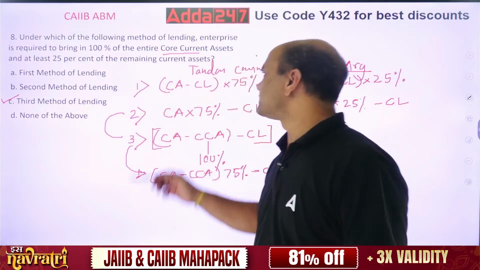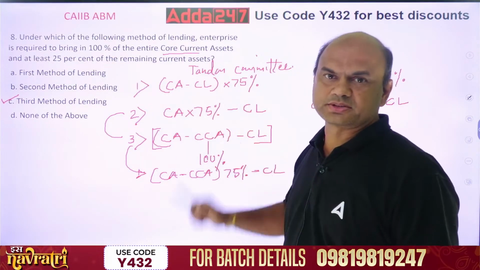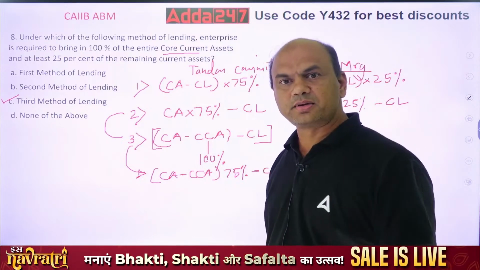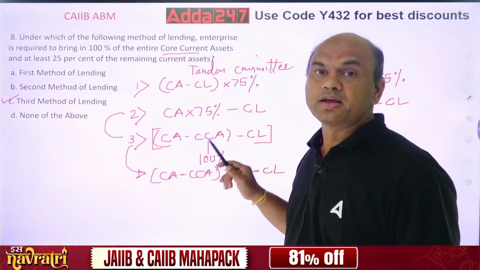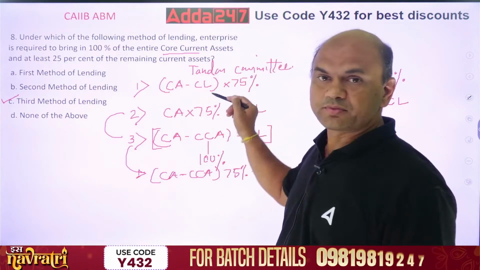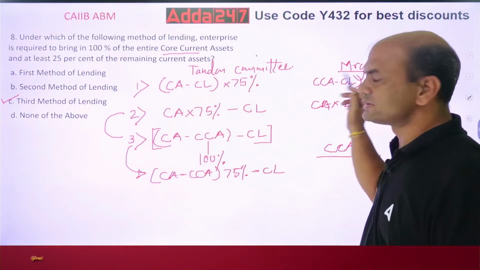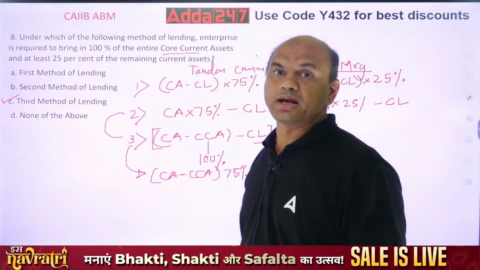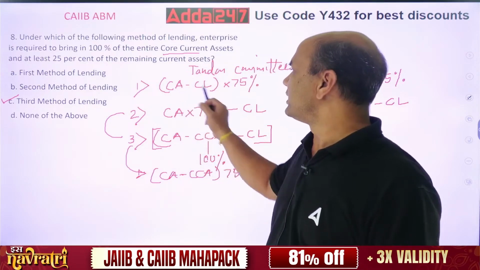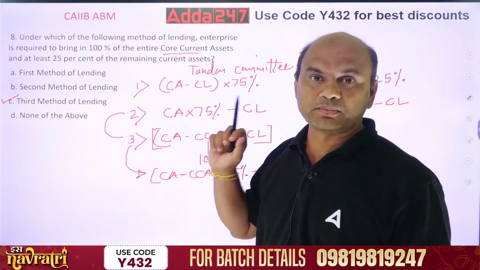See, the first method of lending is current assets minus current liabilities into 75%. This is all Tandon committee. Current assets minus current liabilities into 75%. That much will be the bank finance. Current assets minus current liabilities is known as your net working capital gap, NWC. Net working capital gap. Okay? So CA minus CL into 75%. Got it? Tandon committee is method number 1.